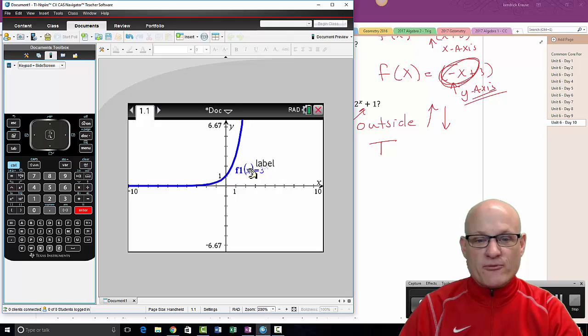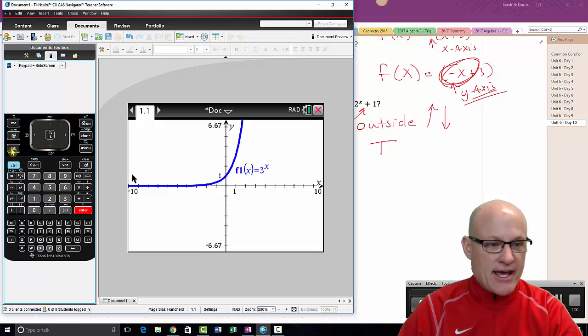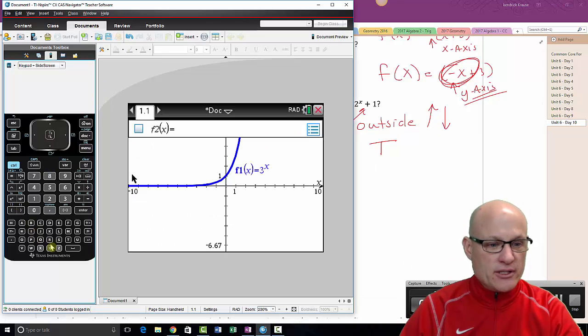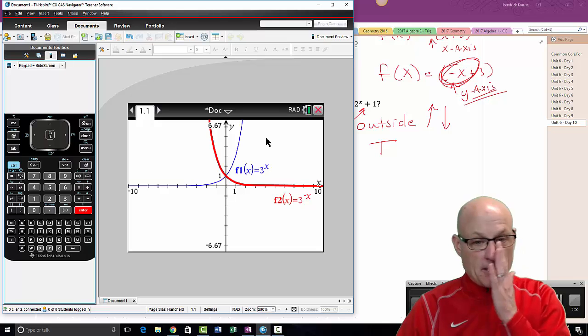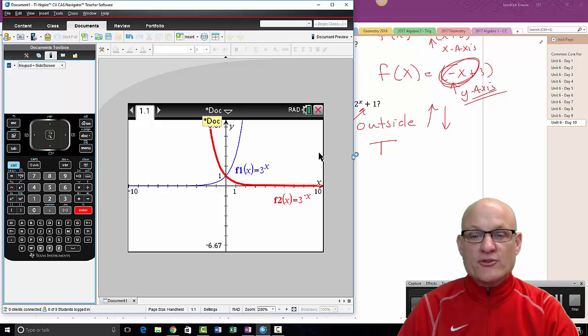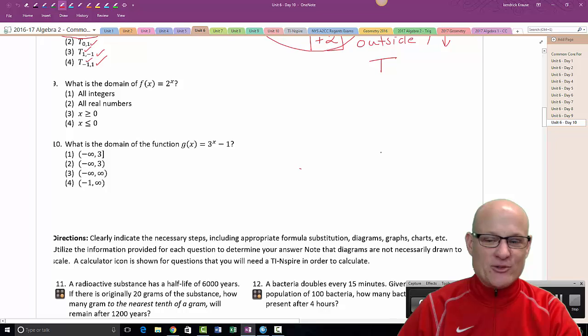Now, if I want the reflection over the y-axis, I should be looking for something like this, right? So I hit tab and do it on the same graph. And we said this was going to be 3 to the negative x. 3, where the heck am I going? Raised to the negative. Come on. 3 raised to the negative x. And you'll notice that it is clearly a reflection of the line over the y-axis. So make sure you use your calculator as a tool. So you're not a tool.